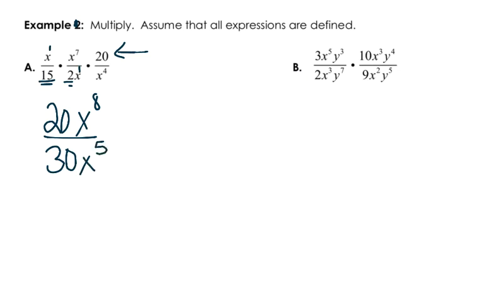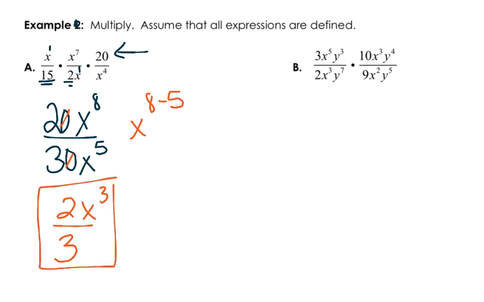Alright, take a look at just the numbers, the 20 and the 30. You want to simplify, so you can cancel those zeros out, or just reduce it so you've got 2/3. Now take a look at the x's. If you remember with exponents, we just do the numerator minus the denominator, or you can look to see you have 3 extra x's in the numerator, so my answer is 2x cubed over 3.